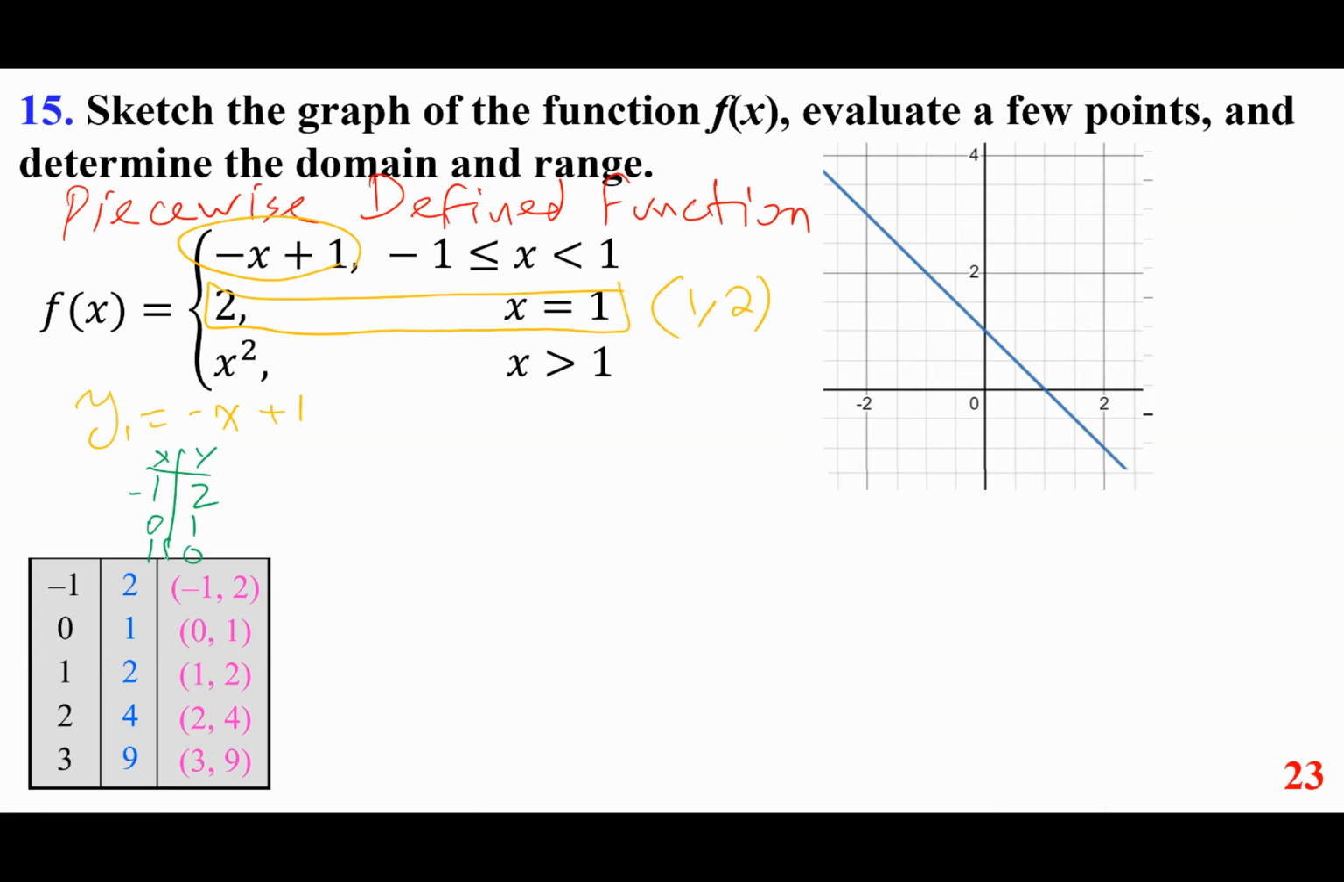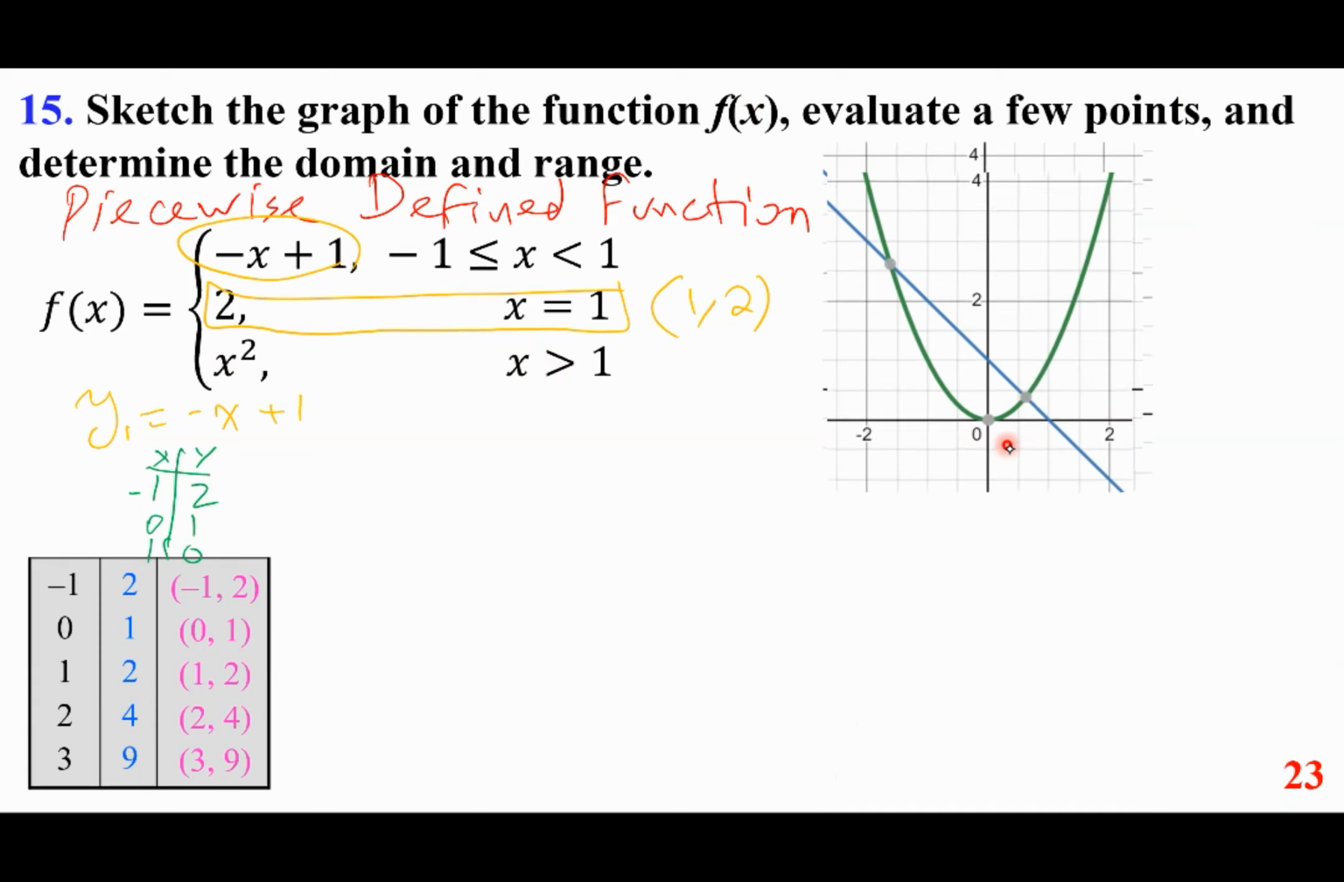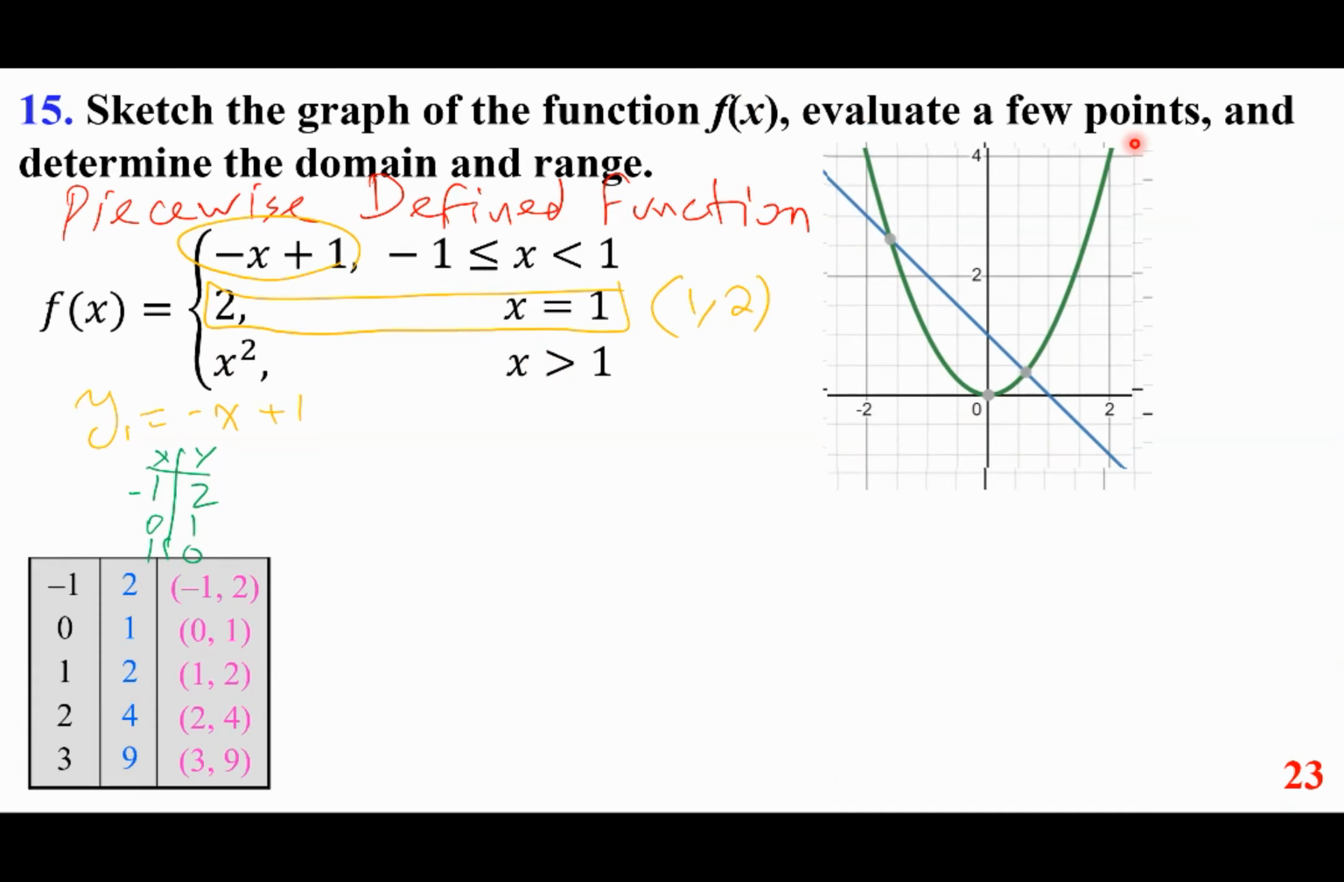Again, class, I'm not paying any attention to this yet. Yet, I have to. But I'm showing you, this is the graph. Okay, fine. This is one pair, 1, 2. And this is y equals x squared. Again, I'm not paying any attention to that. So this is y equals x squared, and this is the pair 1, 2.